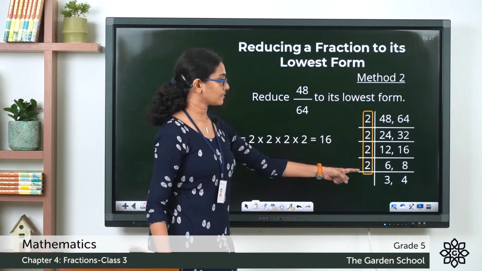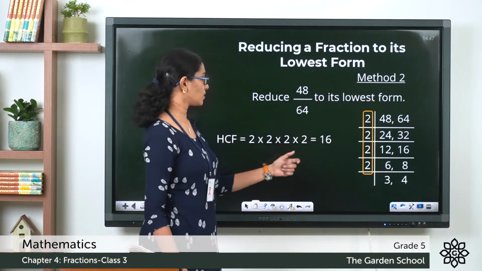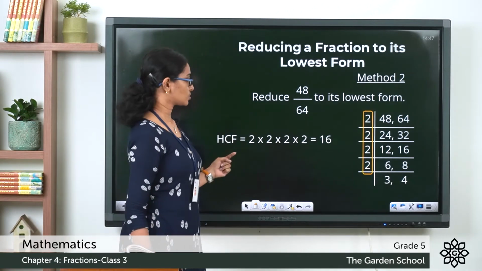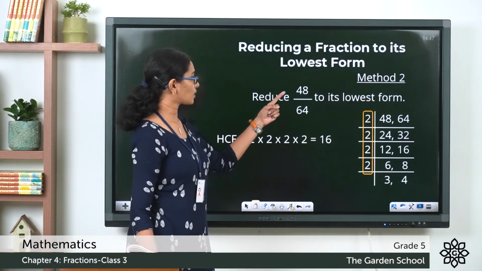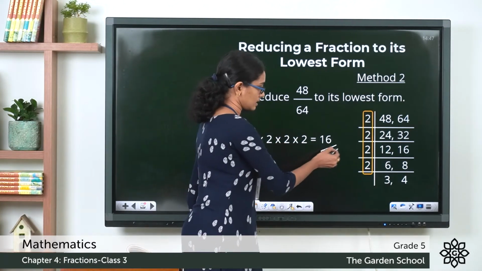So these are the common prime factors. Then how do we find the HCF? We know we have to take their product. So the product here, or the HCF of 48 and 64, is 16.